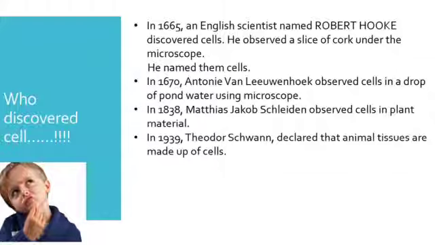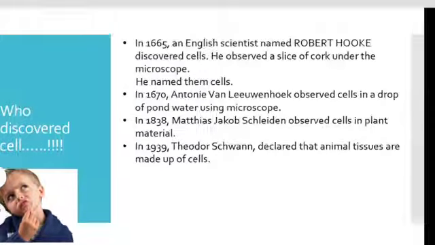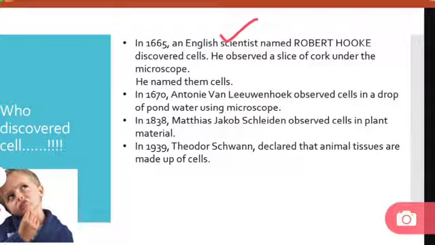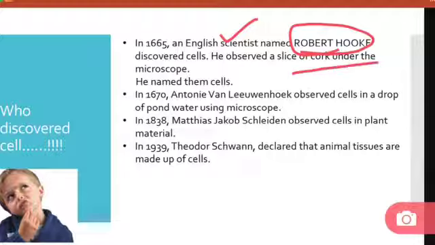Now, a question arises. Who discovered the cell? In 1665, English scientist Robert Hooke discovered the cell. He observed a slice of cork under a microscope. He named them cells. In 1670, Antony van Leeuwenhoek observed cells in a drop of pond water using a microscope.